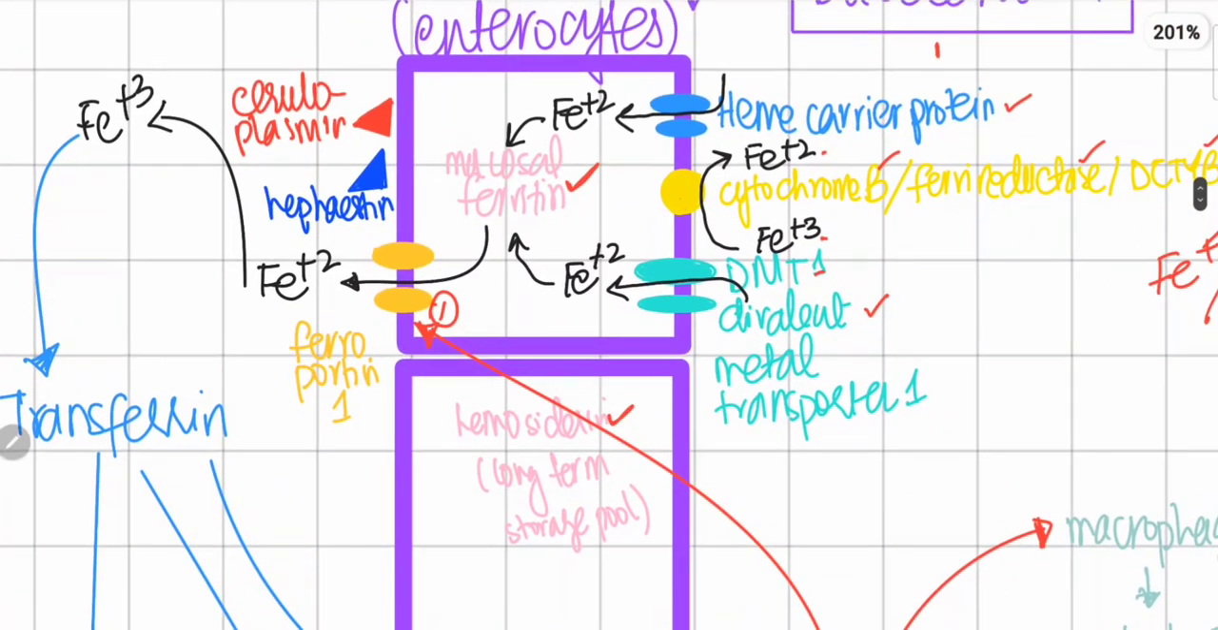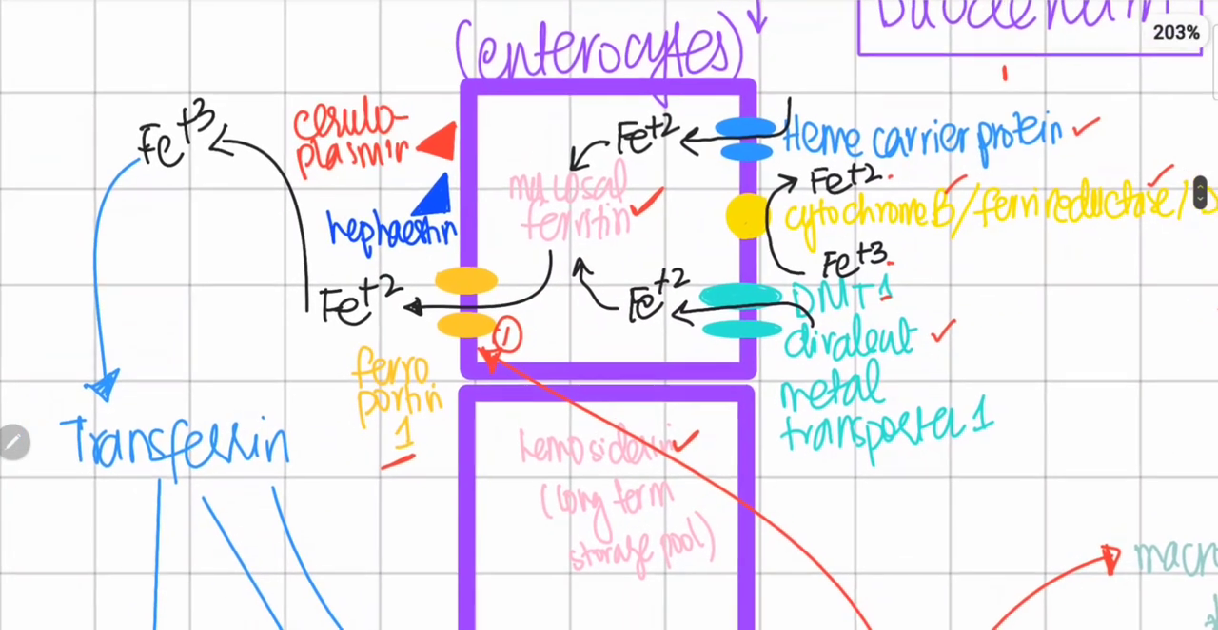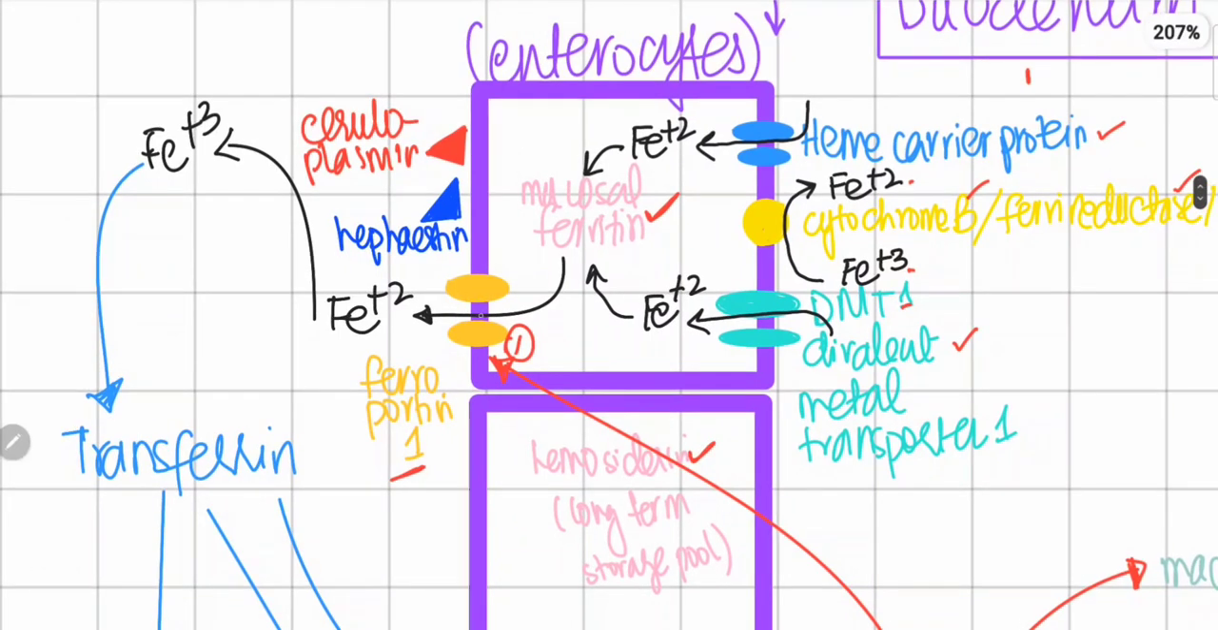Now, if our blood levels of iron are decreased, what can happen is that mucosal ferritin can release iron, and iron can leave via the ferroportin 1. Here, ferroportin 1 is basically doors. So these are the doors from which iron can leave the enterocytes and now enter blood.